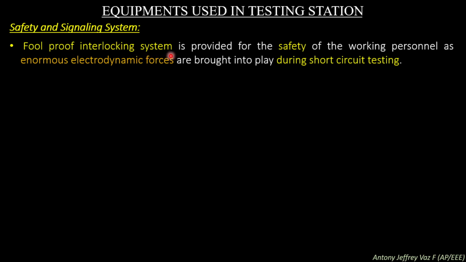A foolproof interlocking system is provided for the safety of the working personnel, as enormous electrodynamic forces are brought into play during short circuit testing. So, while conducting a short circuit test, a severe current will flow, and this severe current produces an enormous amount of electrodynamic force. So this electrodynamic force should be safely handled, and a foolproof interlocking system is provided for the safety of the working personnel in the testing station.